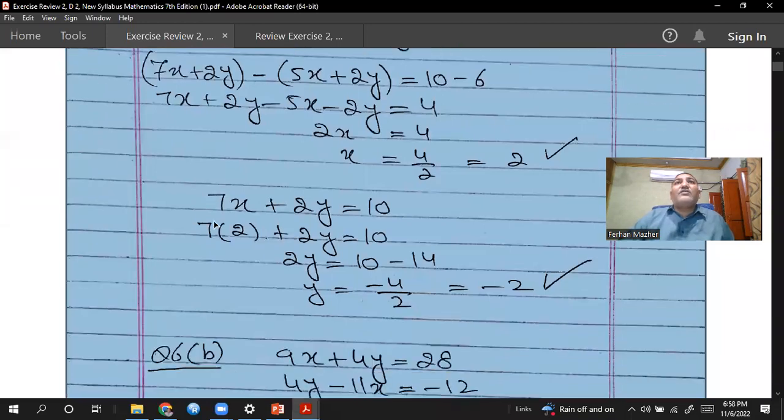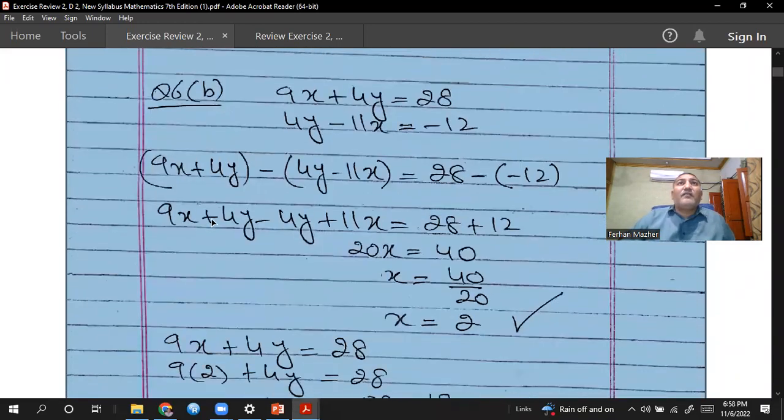Okay, so now we are going to question number 6, B part. From this equation, I will subtract this equation. So you will have (9x plus 4y) minus (4y minus 11x) equals 28 minus (minus 12). So it will be 9x plus 4y minus 4y plus 11x equals 28 plus 12. Plus 4y and minus 4y will cancel with each other. So you will have 9x plus 11x, which is 20x, equals 28 plus 12, which is 40. So 20x equals 40. So x equals 40 divided by 20, and x will be 2.